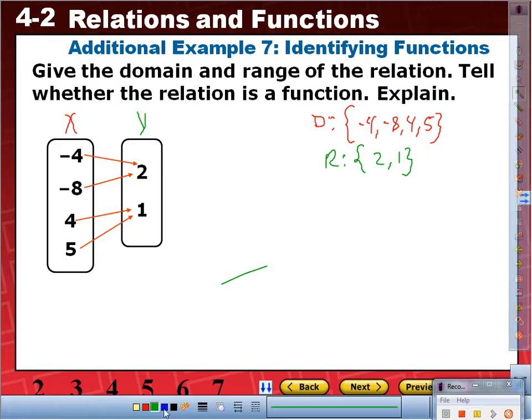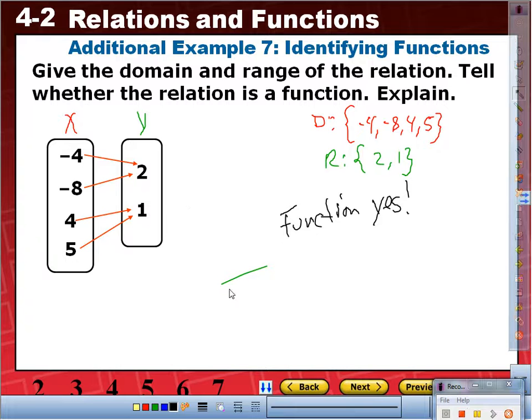Blessing. So now let's see. They're asking, is it a relation only or is it a function? So let's see. Here's -4, has one output. -8 has one output. 4 has one output. And 5 has one output. Is this a function? Yes, this is a function. Why? Because for every one input, there's exactly one output.